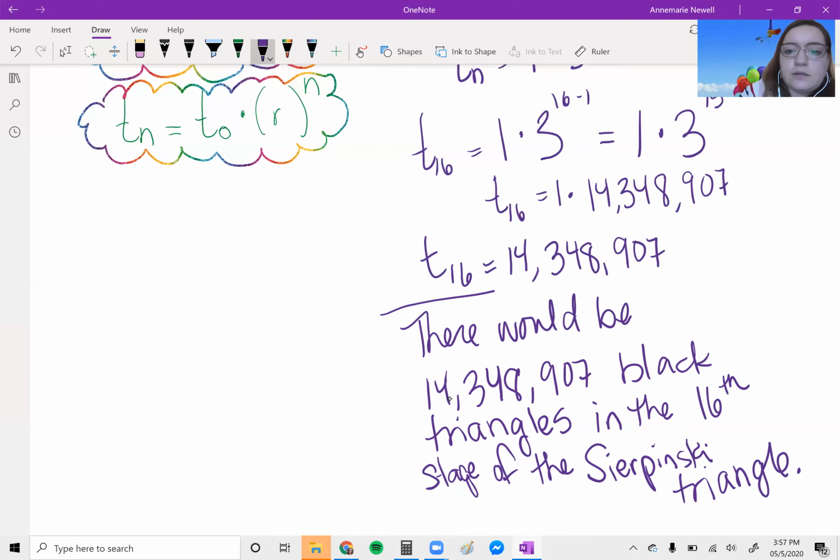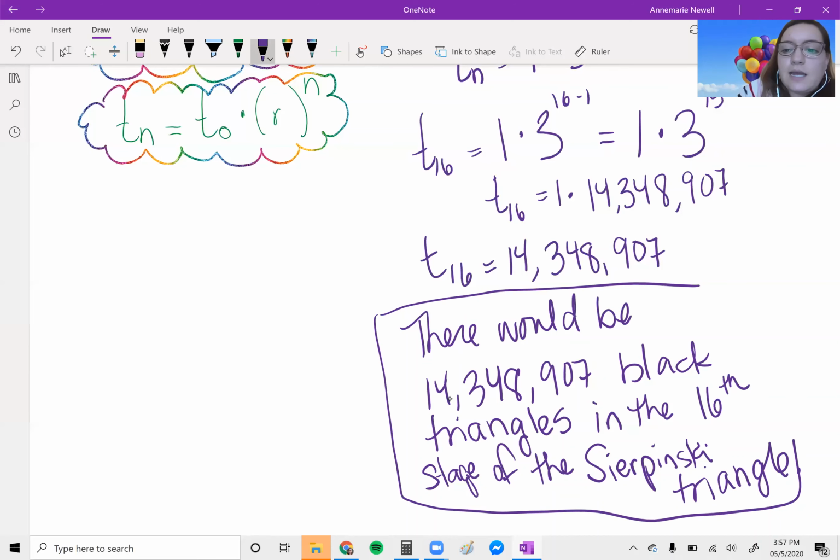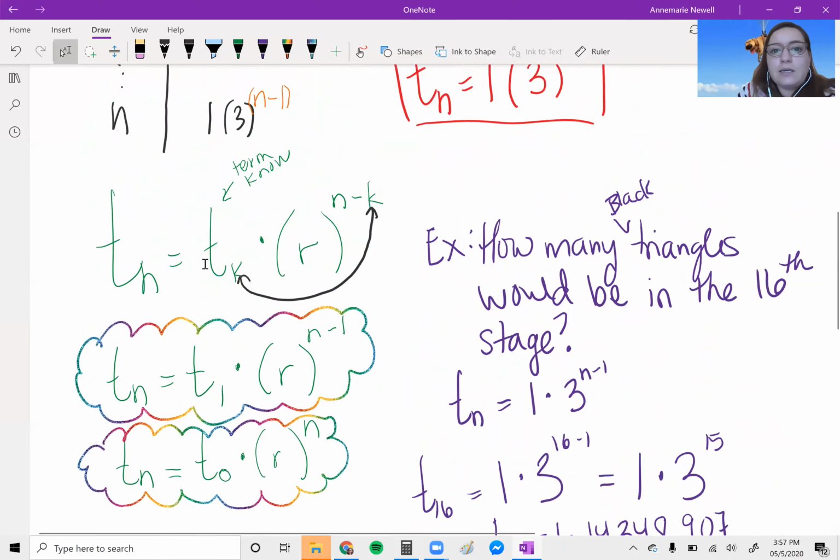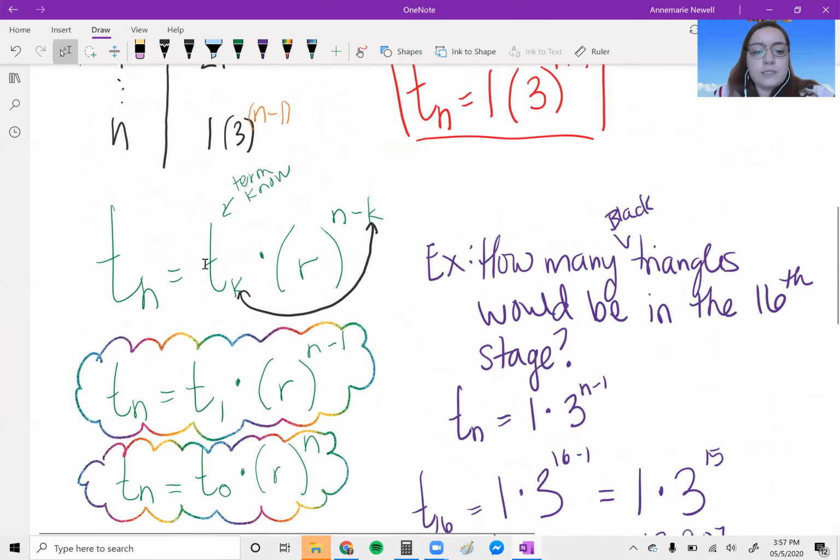Yeah, here's our answer. So that is an example of how we use our formula. We wrote a formula and we used it to help us answer a question. Okay, that's why we use this formula. It helps us model problems in mathematics, all right?